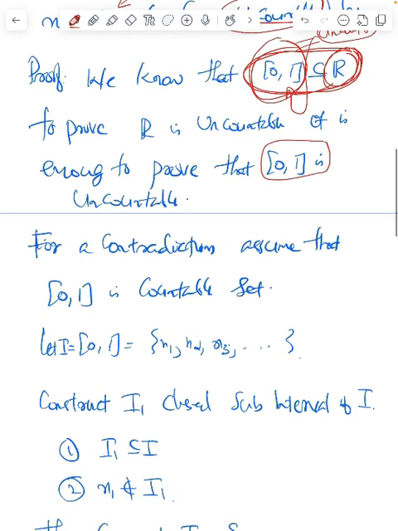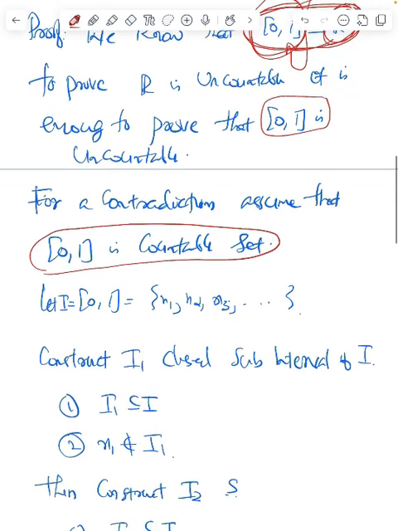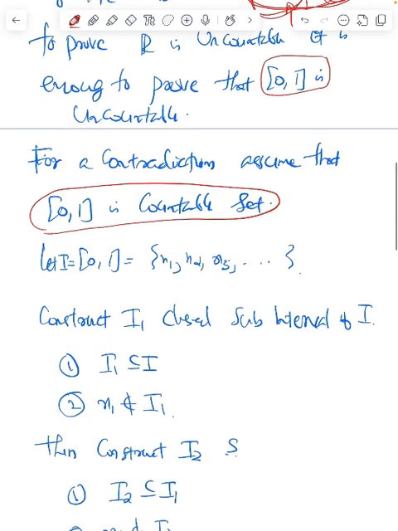For a contradiction, assume that the closed interval [0, 1] is a countable set. So we can write [0, 1] in this form: [0, 1] is the set {x1, x2, x3, x4, ...}.